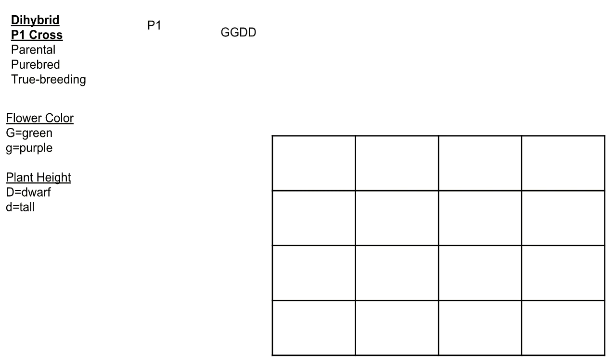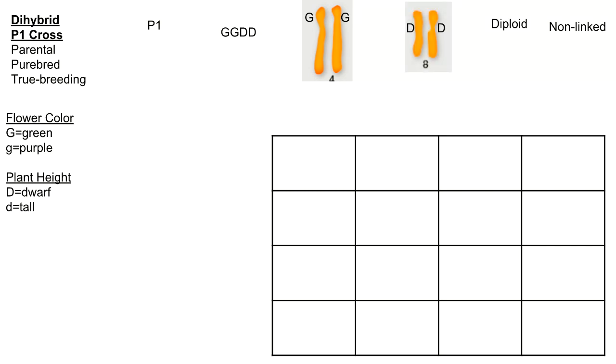So we have one parent. The genotype is big G, big G, big D, big D. It's diploid, which means that even though we have one gene, we have a backup copy. That's what diploid means. We have two chromosomes that carry the G alleles, and one is big G and the other is big G. They're non-linked, and we won't quite get into that, but that means that they're on separate chromosomes. And yeah, that's another day.